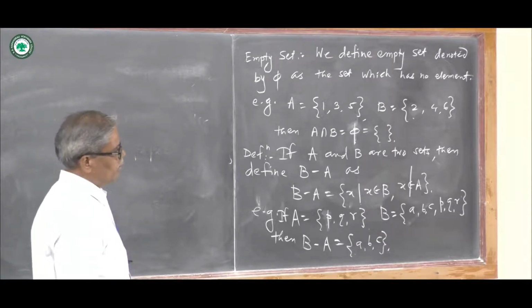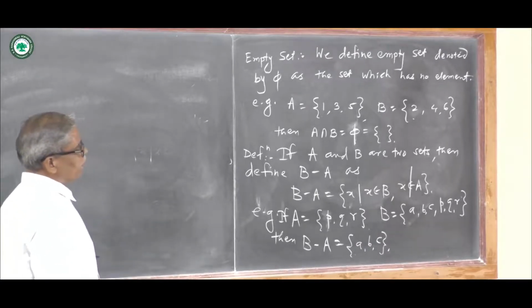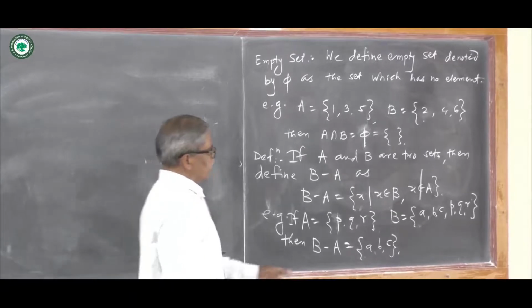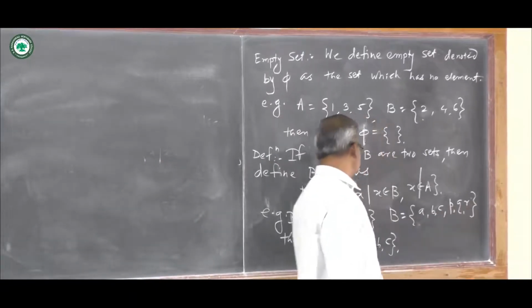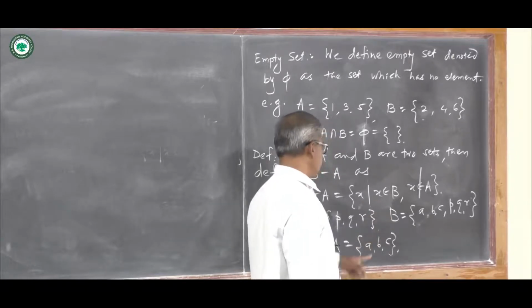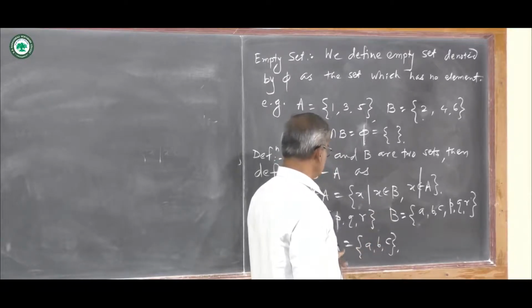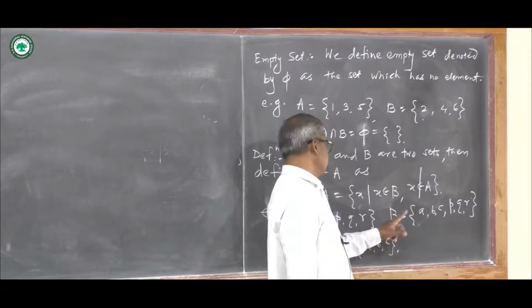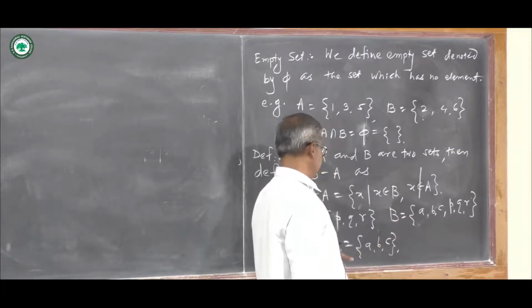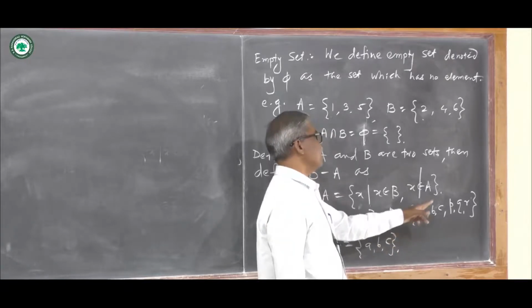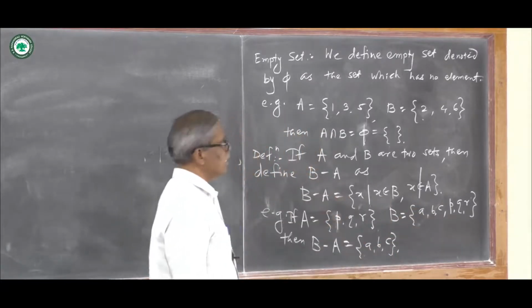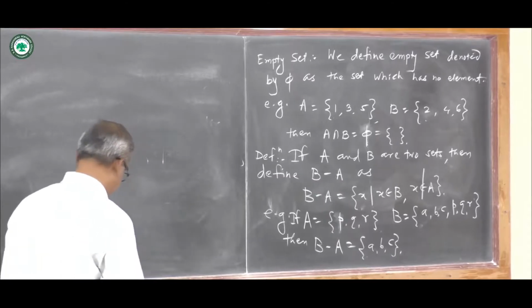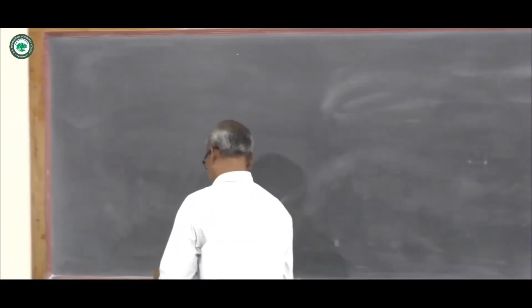B minus A is the set of all x such that x is in B, but not in A. Since p, q, r are three elements present in both B and A, and a, b, c are three elements present in B but not in A, B minus A contains only the three elements a, b, and c. Another definition.